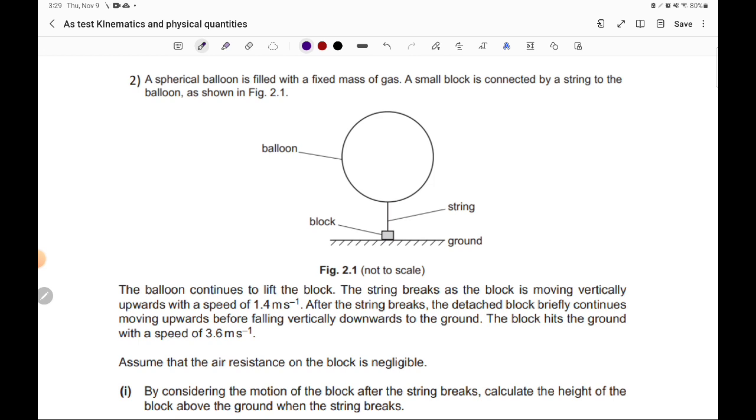It is obviously a fact that the block will continue to rise. It will not simply fall down immediately upon disconnect. The block hits the ground with a speed of this.